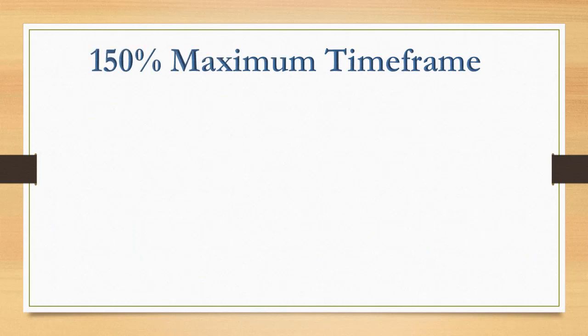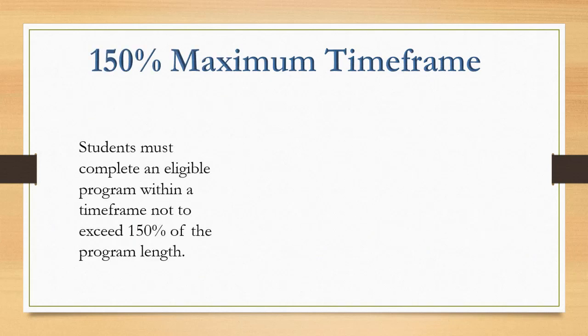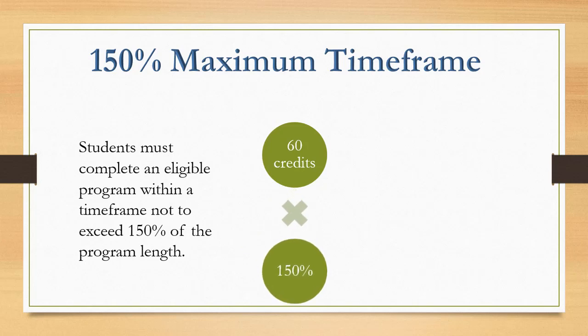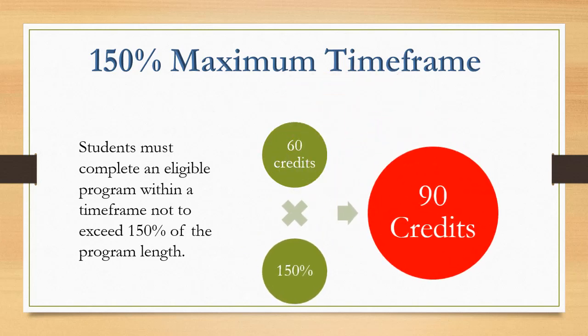150% maximum time frame. Students must complete an eligible program within a time frame not to exceed 150% of the published program length. Sounds confusing, right? So let's break it down further. For our example, if a student is enrolled in an academic program that is a total of 60 credit hours, to figure the maximum time frame, you would multiply 60 times 150%, which equals 90 credits.